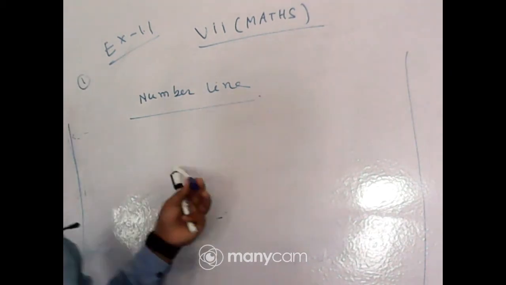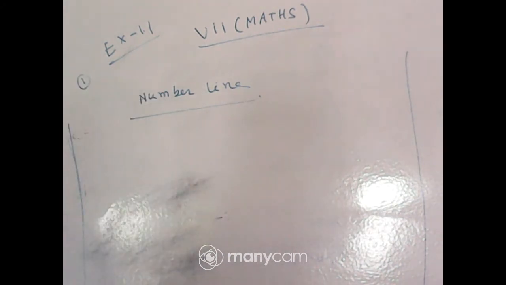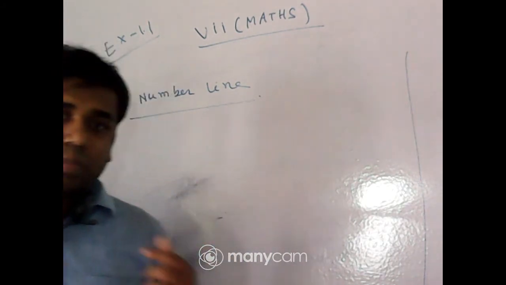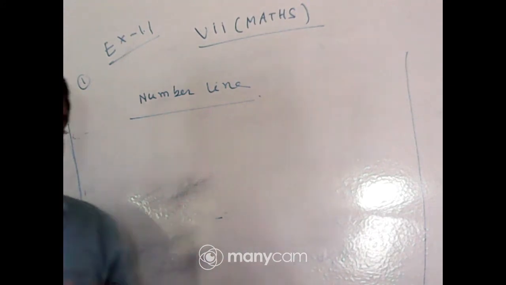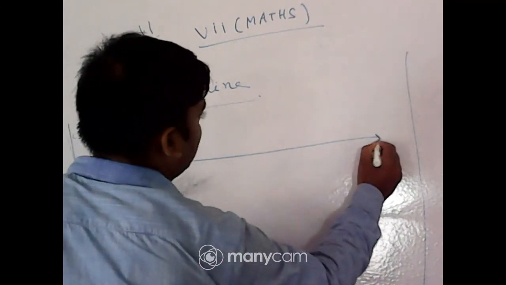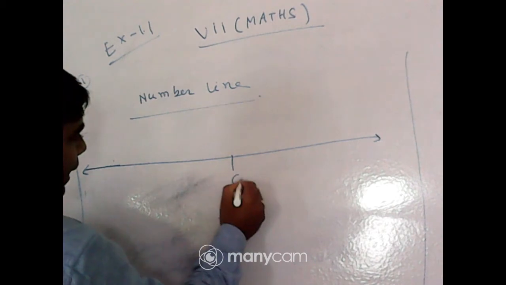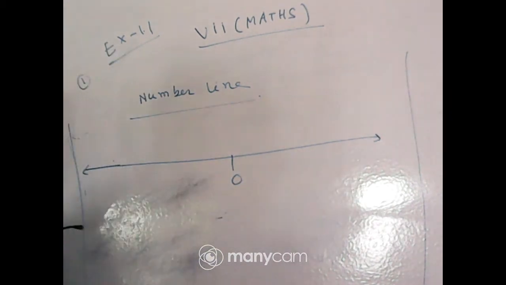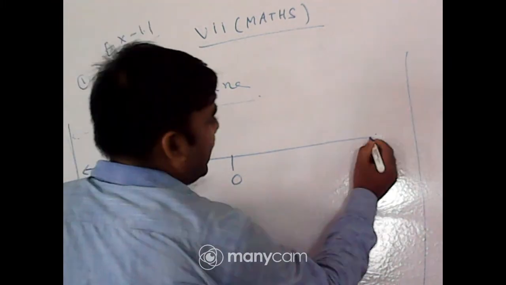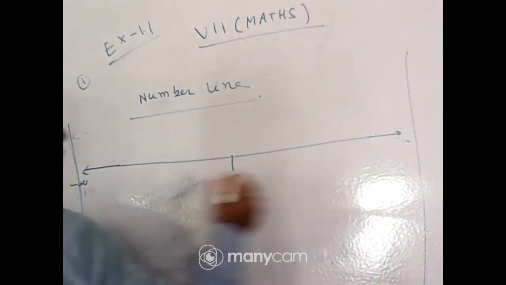Though I have discussed it. Not only integers, any number can be expressed. Any rational number, that is a fraction like 2 by 7, 3 by 7, can also be expressed. First of all, a number line is a horizontal straight line. It is extending to plus infinity and minus infinity. This side minus infinity, this side plus infinity.